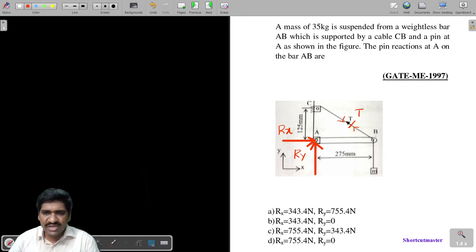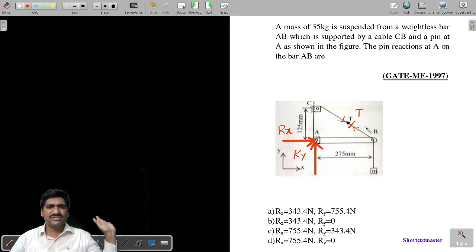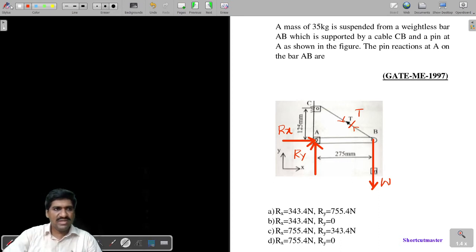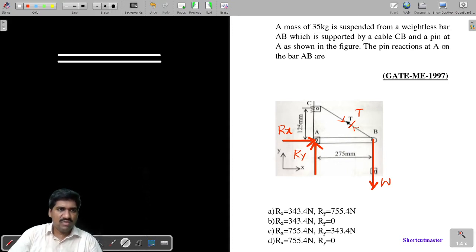I am considering this body AB. So from this AB, tension T acts away only. That's it. No other discussions. And here we have to place some weight because mass is given. Separate this body AB. Very simple. Have some patience. I'm drawing the free body diagram for AB.